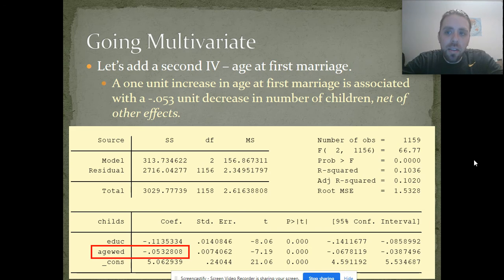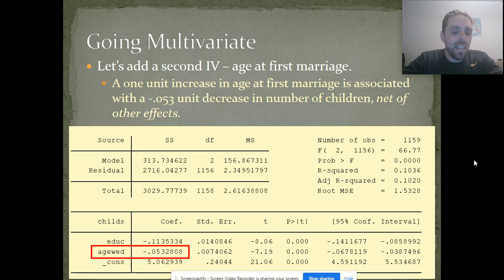There are certain times where the Y-intercept does not make a lot of intuitive sense because it's the value of Y when X's are set to 0. In a multivariate equation, it's when all X's are set to 0. So this would imply, notice that the Y-intercept is now 5.06. That's the number of children you have if you have 0 years of education and got married when you were 0 years old, which is crazy.